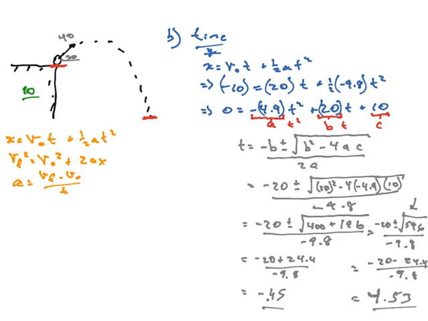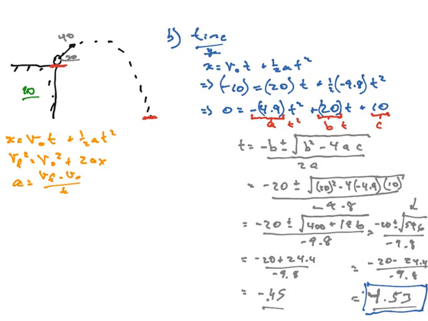Well, we all have intuition. Could it be negative 0.45? Well, that would mean the ball hits the ground 0.45 seconds before I shoot it. Obviously, that doesn't make sense. The ball has to land after I shoot it. So I better have a positive answer. Thus, I must be using 4.53 as my answer for the time of flight. The negative answer is immaterial.